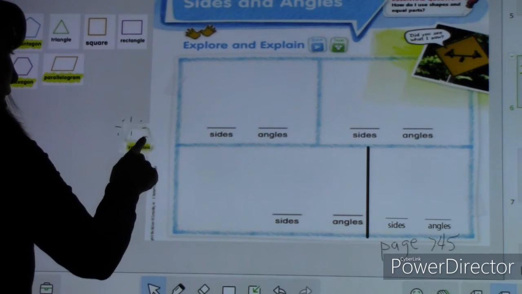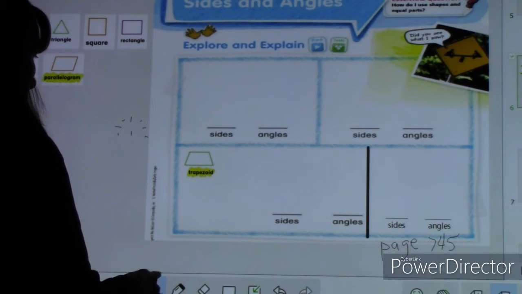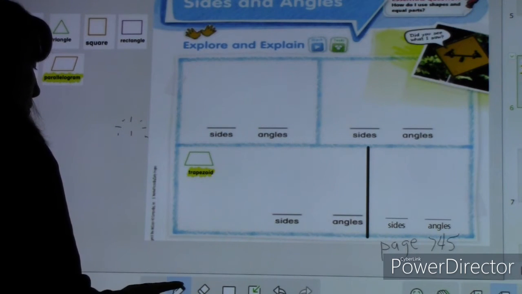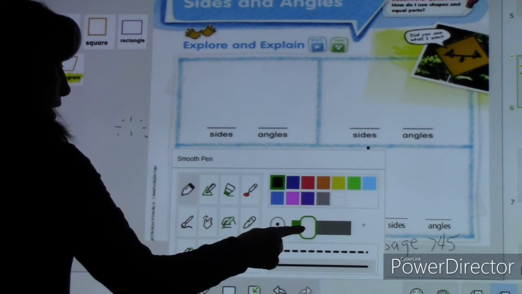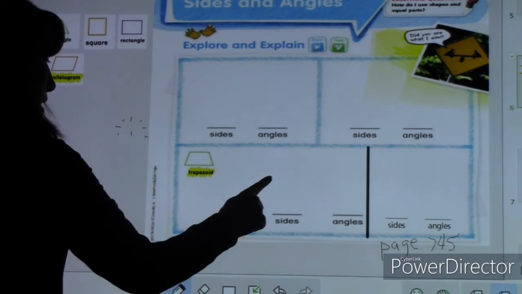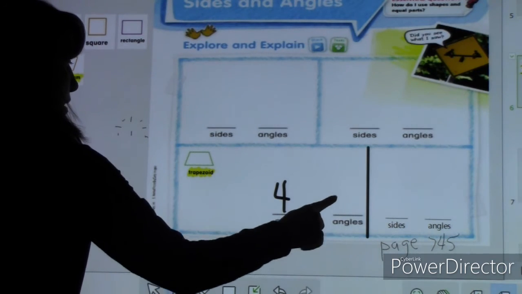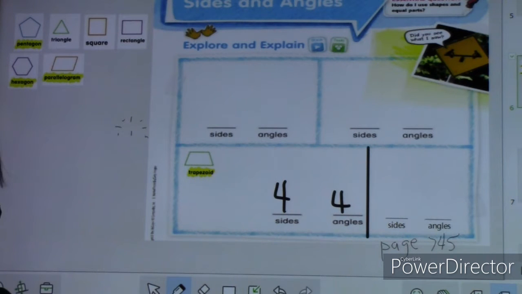So I'm going to put that into this big box down here. 4 sides, 4 angles. I'm going to write in that box so that I remember that all of the shapes that I put in that box are going to have 4 sides and 4 angles. So now I'm going to take a look at my other shapes.